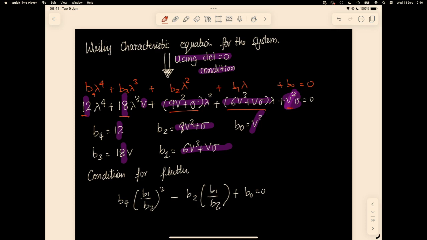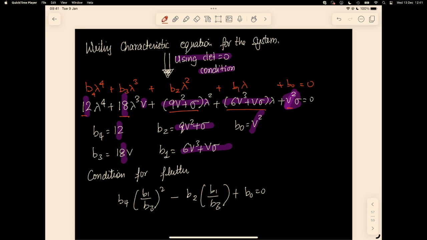And if we know the typical standard form, we know that the condition for flutter is this one. If you look at it, we have some coefficients which are functions of velocity. For example, B3 is 18V, where V is nothing but our airflow speed. In B2, we have 9V square plus sigma, where sigma is some stiffness, we already know that. In B1, we have 6V cube plus V into something. In B0 as well, we have something like V square into sigma. So we can separate out each of these coefficients.